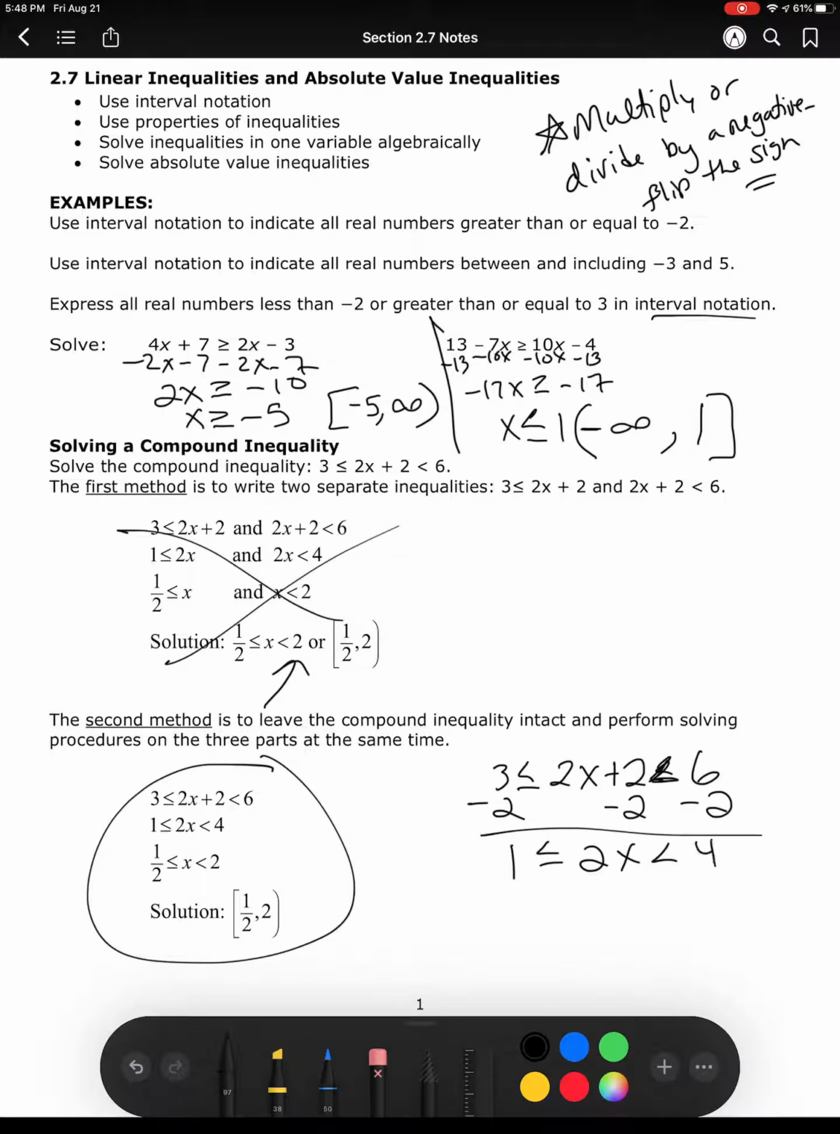So I get 1 is less than or equal to 2x less than 4. And then I want to divide by 2 to get x by itself, so I divide by 2 everywhere. And I get 1/2 is less than or equal to x is less than 2. And then interval notation with this is kind of easier because you just put one number on one end and one on the other. Keep in mind that if it's got the line underneath, then you need a bracket. See, this side doesn't have a line, so I did parentheses.